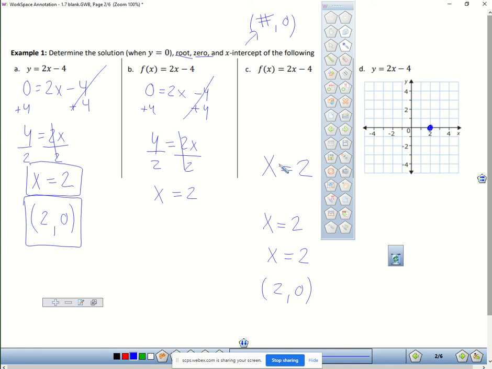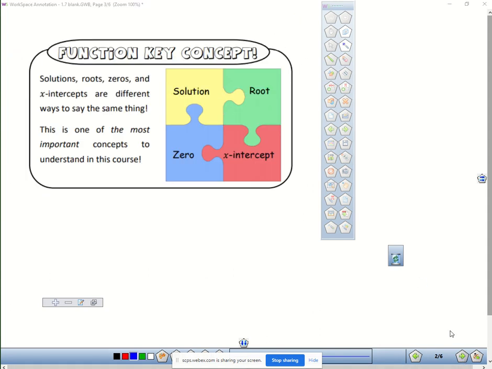Do you have any questions about this so far? Okay, and then just a reminder, what would I do if I wanted to find the y-intercept? I would plug in 0 for what? X. Good, thank you.